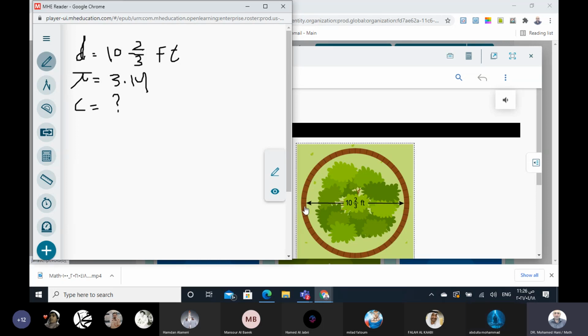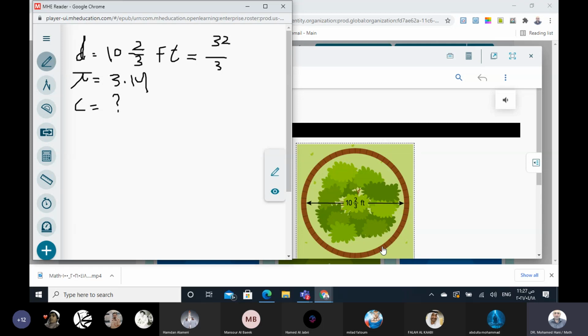We have the diameter. D equals 10 and 2 over 3 feet. This is a mixed number. So, for easy solving, change it to a fraction. 10 times 3 is 30, plus 2 is 32, over 3. And here we have a fixed value, pi always equals 3.14. And the missing value, the circumference.